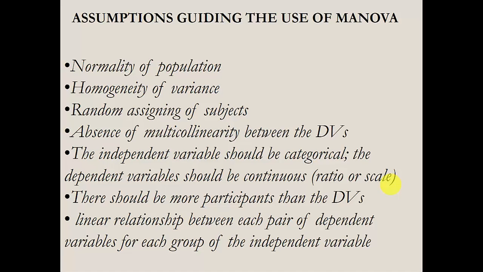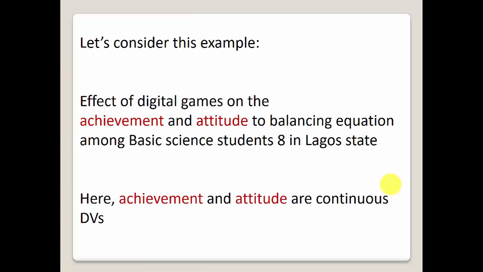The example is on slide 7, where we have a research topic, effects of digital games on the achievement and attitude of basic science students in Lagos State. Trying to say that the achievement and attitude there are the dependent variables, and they are continuous, while the independent variable there is the use of digital games to teach the students.